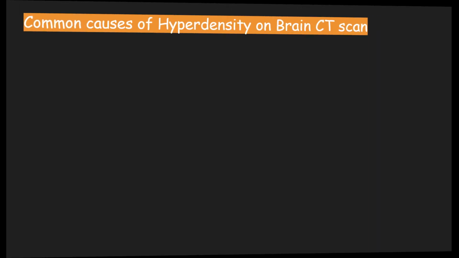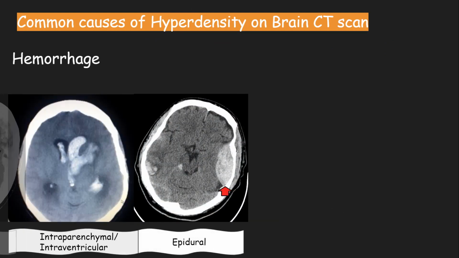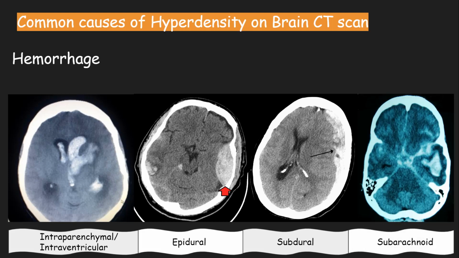Now let's discuss common causes of hyperdensity on brain CT scans. So the question asks, what appears white on CT scan? The first thing that you should think of is a hemorrhage. Intraparenchymal or intraventricular, epidural, subdural, or subarachnoid. You can pause the video to appreciate the hyperdensities on these images.